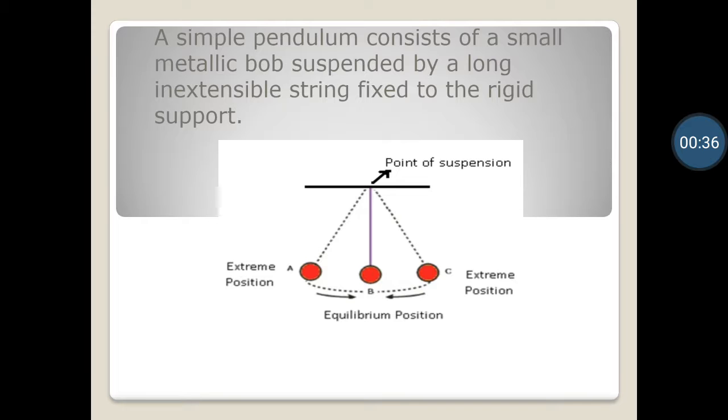Actually, a simple pendulum consists of a small metallic bob. A small piece of thread is tied to the metallic bob, and the other free end is fixed to the rigid support, such that it is free to oscillate about its equilibrium position. The point on the rigid support where the free end of the thread is fixed is called the point of suspension.